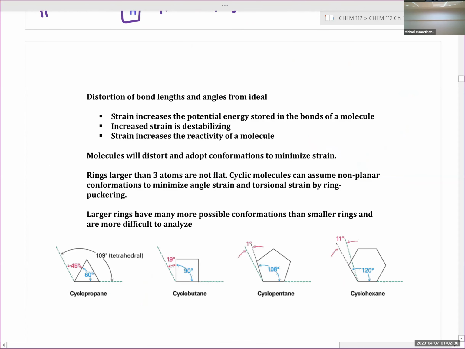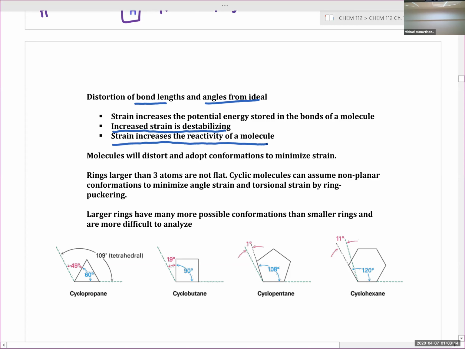Just to really emphasize our distortion of bond lengths and bond angles from the ideal: if we think about all of our smaller ring systems, you're often distorting your bond angles in order to accommodate your smaller ring size. Now, this strain is destabilizing. It raises the energy of our system. And as a consequence of that, strain in general increases the reactivity of a molecule.